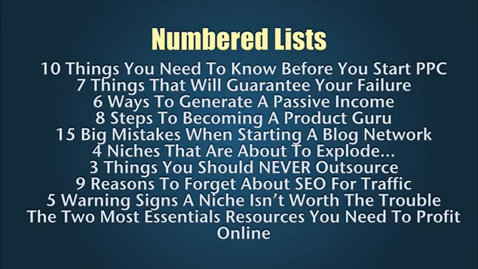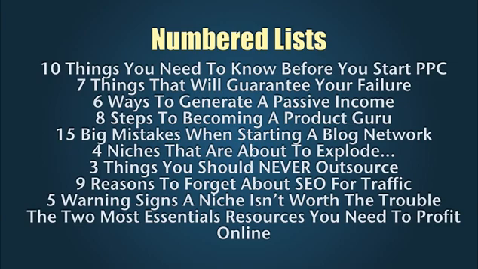What are these 7 things? 6 ways to generate passive income. And again, the number can change and the item can change. What we're talking about is 6 ways, 6 steps, 15 big mistakes, whatever. The number can change and the topic can change, but it's the numbered list that's important. For example, 3 things you should never, and then blank: outsource, do yourself, buy, sell. 3 things you should never, and replace that word.